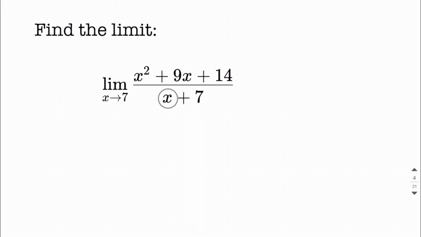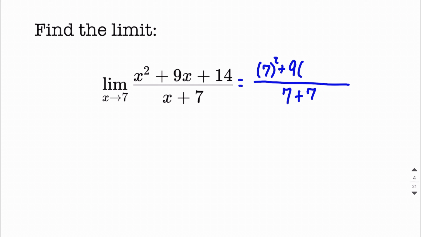And it's especially this x in the denominator that I notice. If I put a 7 in there, 7 plus 7, we're not going to get 0 in our denominator. All right, so let's go ahead and go through the process. The x in the denominator gets replaced with a 7. But in our numerator, we're also going to replace each one of these x's with 7. So 7 squared plus 9 times 7 plus 14.